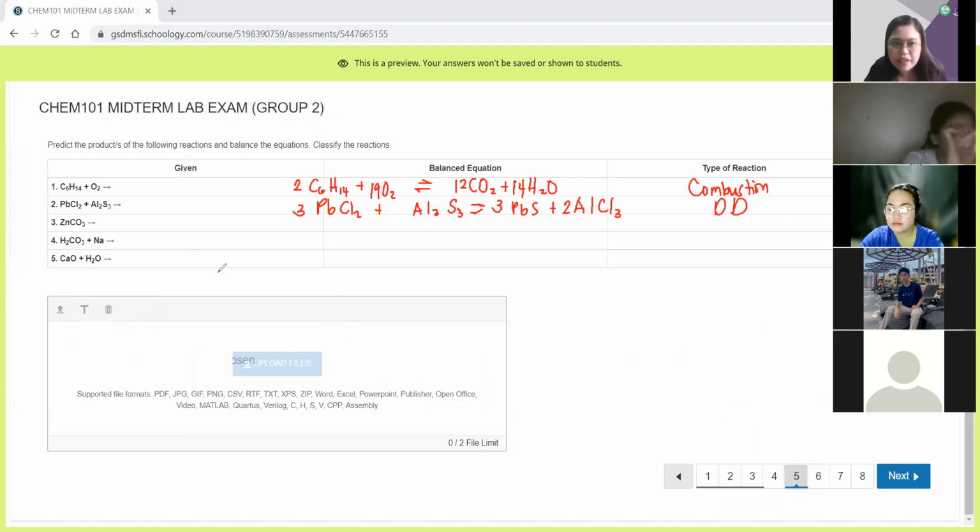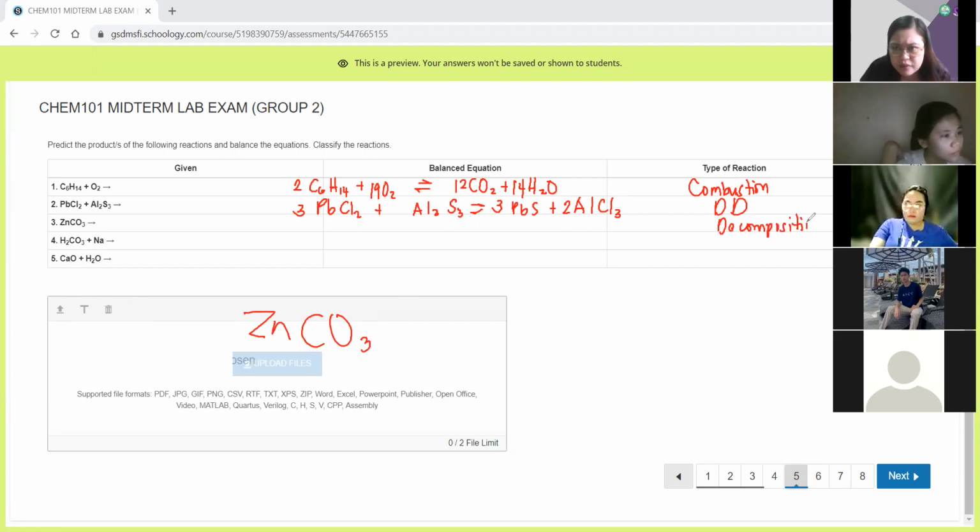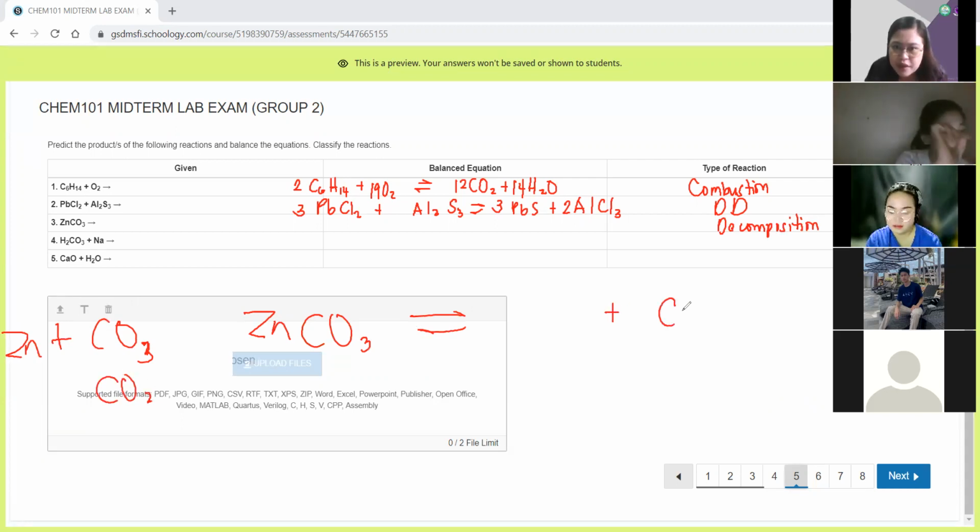The zinc carbonate. Take note, class, that for zinc carbonate, only one is given. It's a compound. And when only one compound is given, automatically this will be a decomposition reaction. Again, it's automatically a decomposition reaction. Now, if this decomposes, it cannot be Zn plus CO3, because we don't have CO3, so you cannot separate it like that. Though we have carbon dioxide. So you may assume that yes, carbon dioxide is one of the products here.